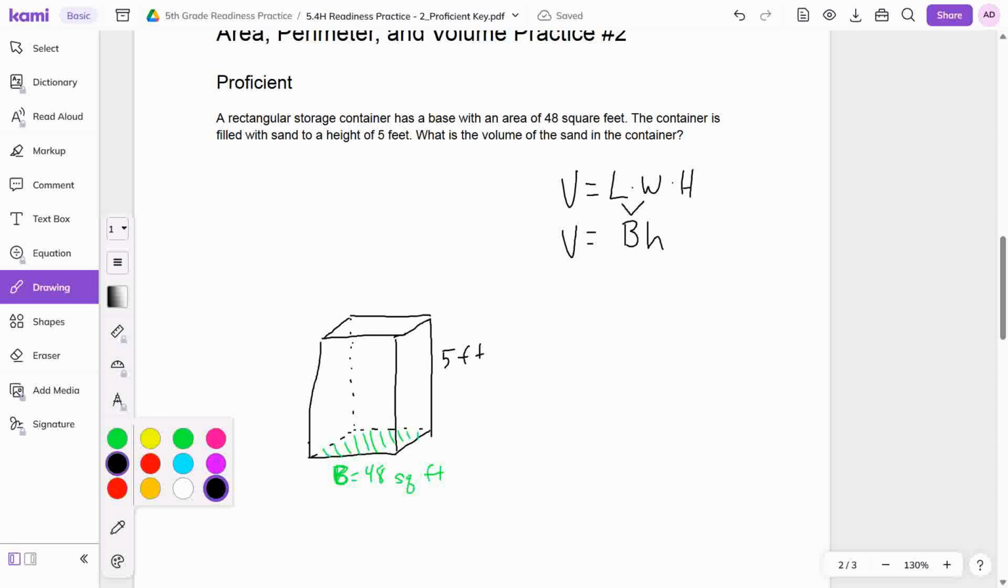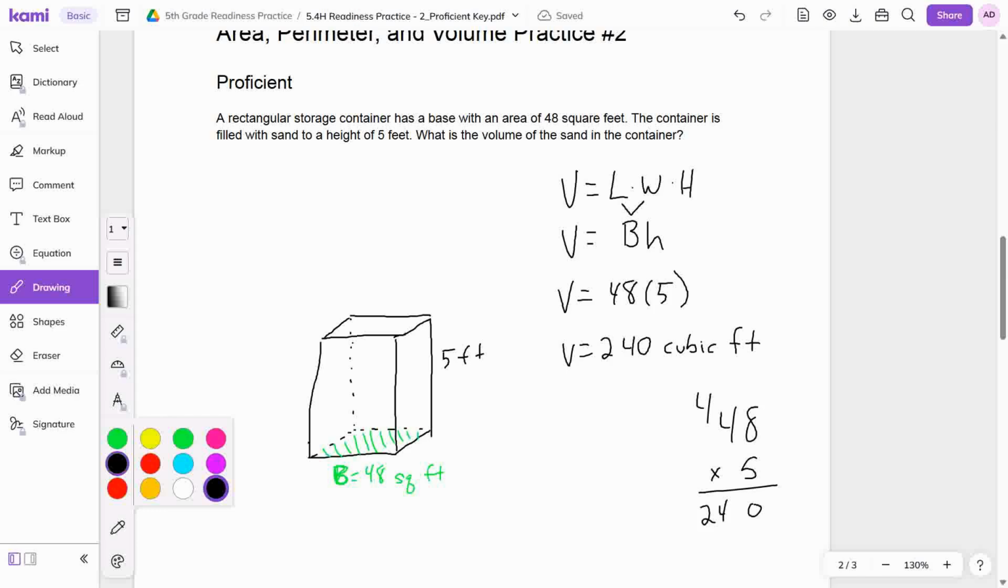And so they've already given us the base. The base is 48 square feet. The height is 5. So all we need to do is multiply those two, and we've got our answer. So that's 40, 200, 240. So we'll say the volume equals 240. Now it's not square feet, it's cubic feet. You can either write it like that or feet with an exponent of 3. That also means cubed. So 240 cubic feet, because volume is cubes.